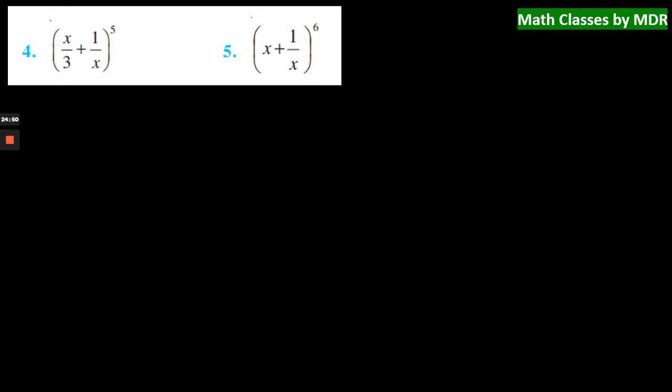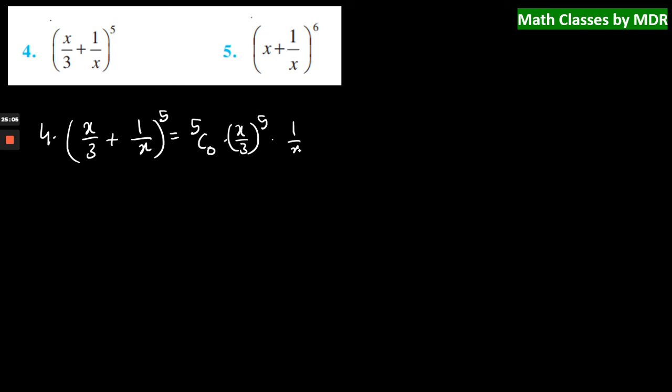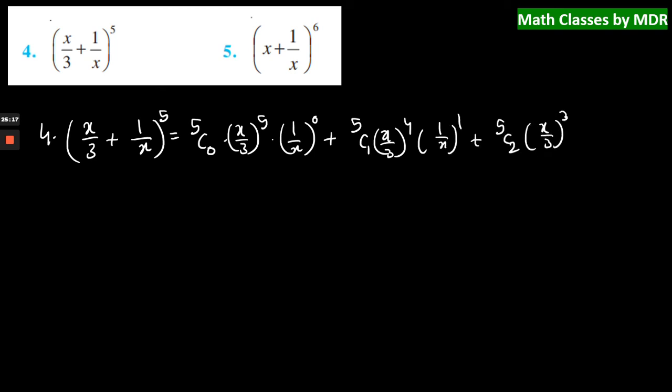Now let's go with the fourth question. So the fourth one also is similar. So x by 3 plus 1 by x whole to the power 5. So on expanding, we do the usual things, x by 3 whole to the power 5. Now I can do it directly, 5c0 x by 3 whole to the power 5 into 1 by x whole to the power 0, plus 5c1 x by 3 whole to the power 4, 1 by x whole to the power 1, 5c2 x by 3 whole cube and 1 by x square.